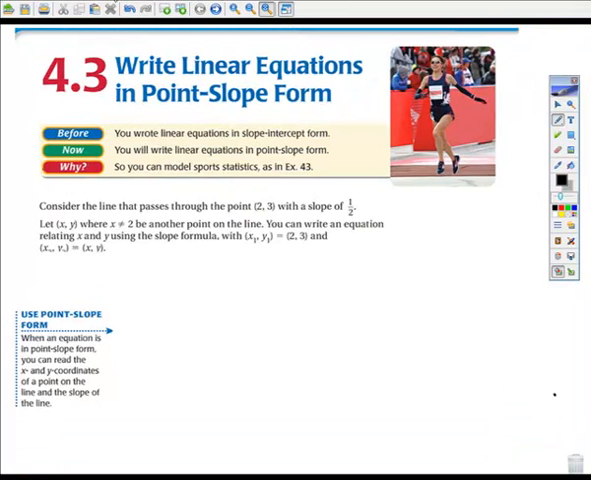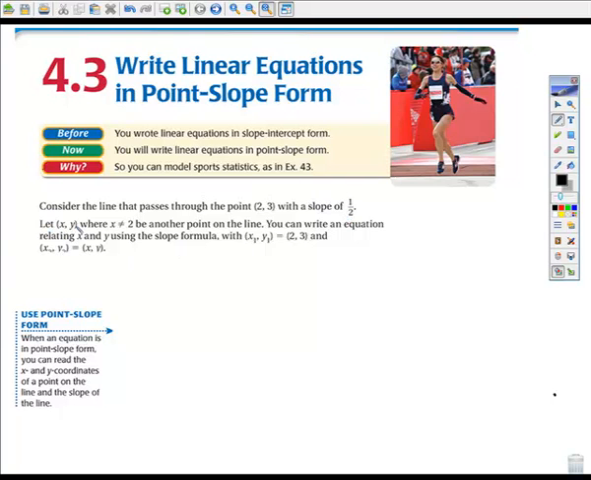Lesson 4.3 is writing linear equations in point-slope form. So far we've written them mostly in slope-intercept form. We did look a little bit at standard form in the last chapter, and we're going to get to that later on in this chapter. So here it's saying, consider the line that passes through the point (2, 3) with a slope of a half.